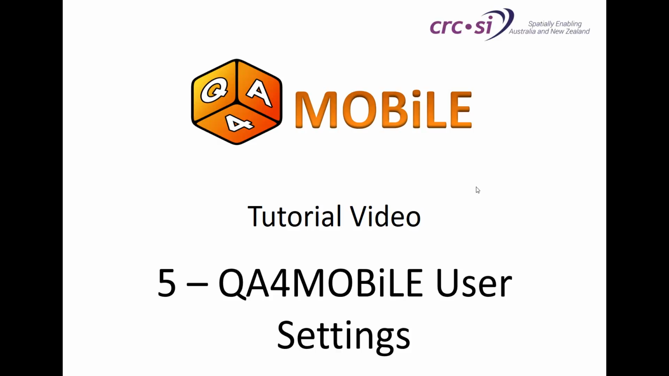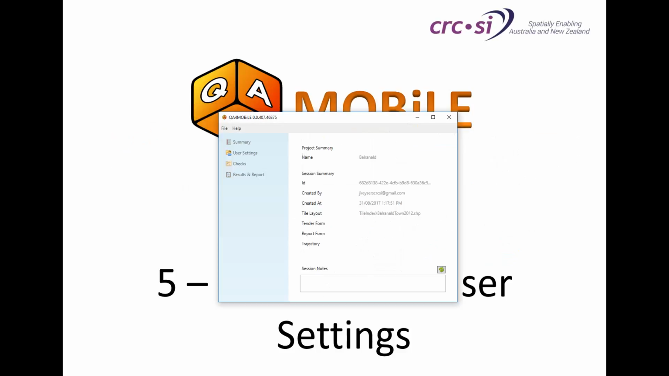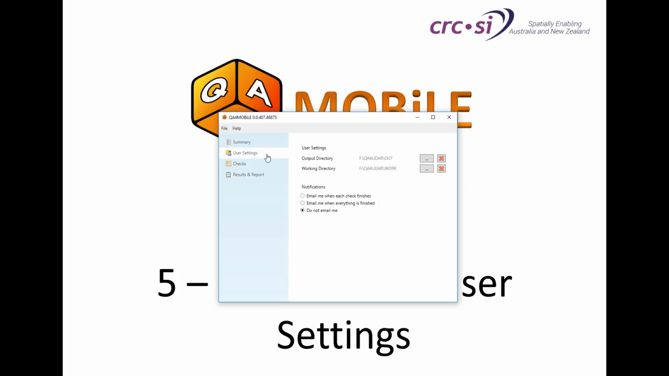This tutorial explains how to complete the user settings in QA4MOBiLE and their purpose. QA4MOBiLE is designed to step through the items in the left-hand menu panel in order. So after a project has been created and opened and the summary page has been viewed, you can move to the user settings.